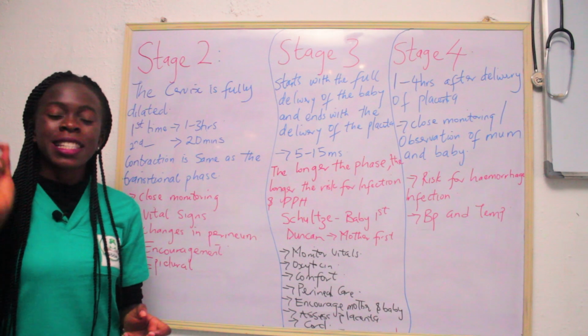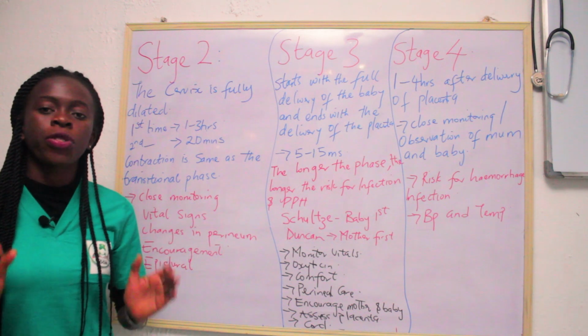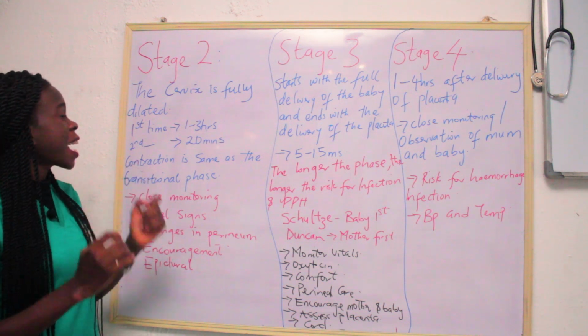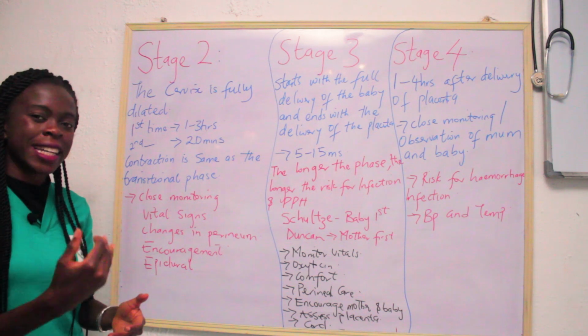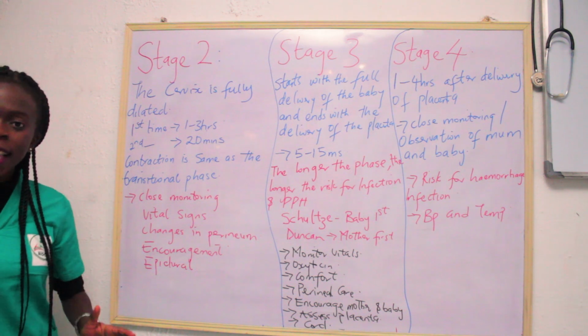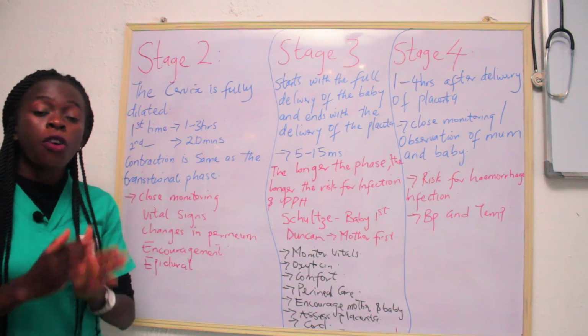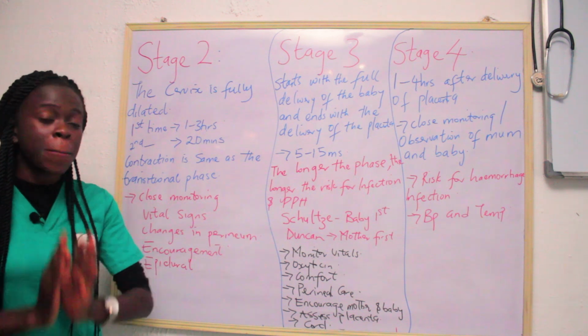And what happens during the second stage of labor? What happens majorly in the second stage of labor is the delivery of the baby. At the second stage of labor, the cervix is fully dilated. For first-time mothers, it can last between 1 to 3 hours. But for mothers that have given birth, it lasts for just 20 minutes.